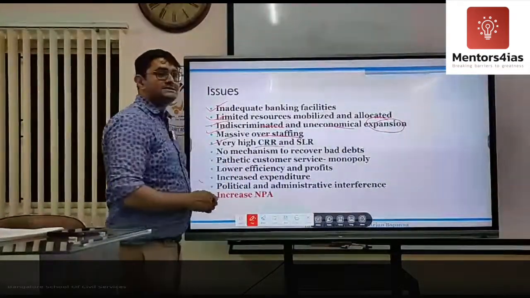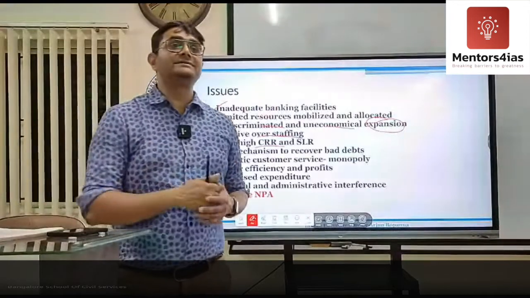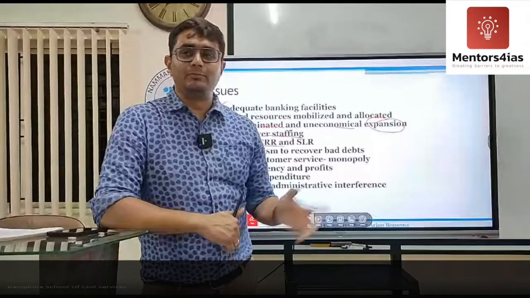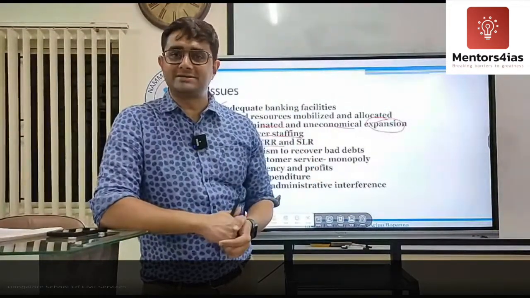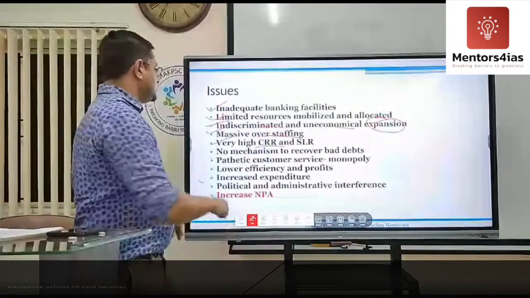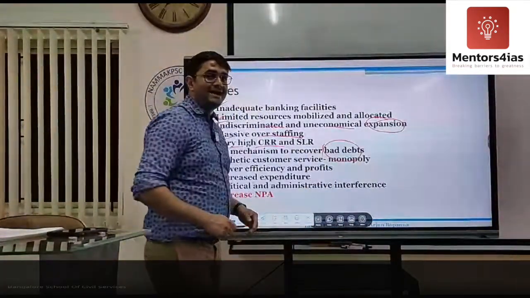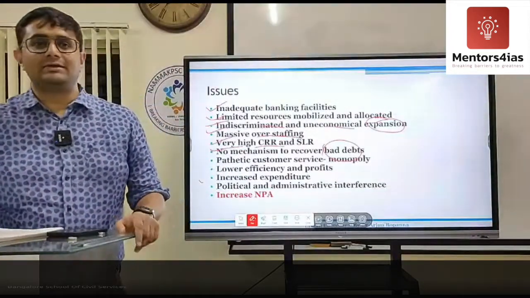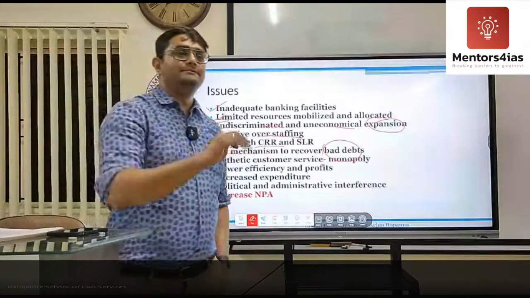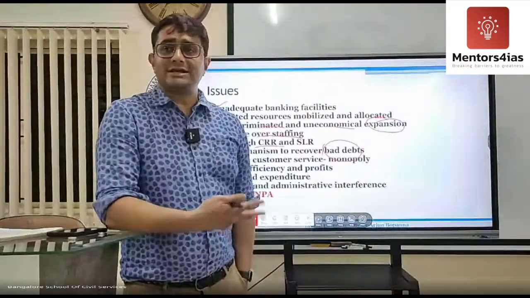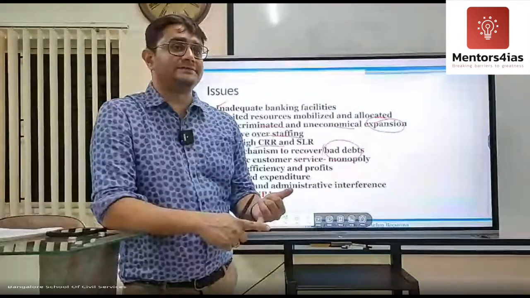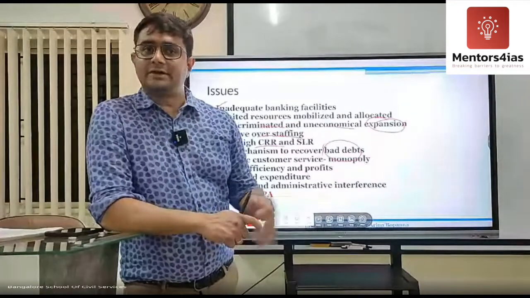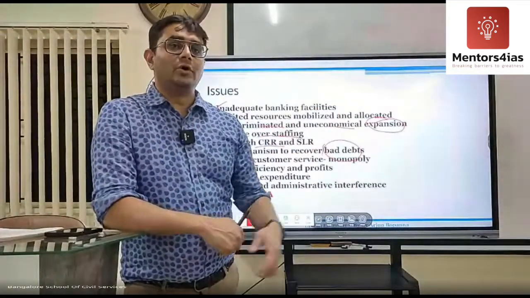Then very high CRR and SLR, very high reserve requirements. It was almost up to 30%, 38% or something, both put together. Almost 40% was reserve. It has now been reduced, right? Then no mechanism to recover bad debts. They had to go to the courts, and court mein tarik, nothing will happen. Whereas in today's time, there are laws that have empowered the banks. SARFAESI Act is there, Insolvency and Bankruptcy Code is there, Debt Recovery Tribunal is there. All that we'll discuss in the next class.